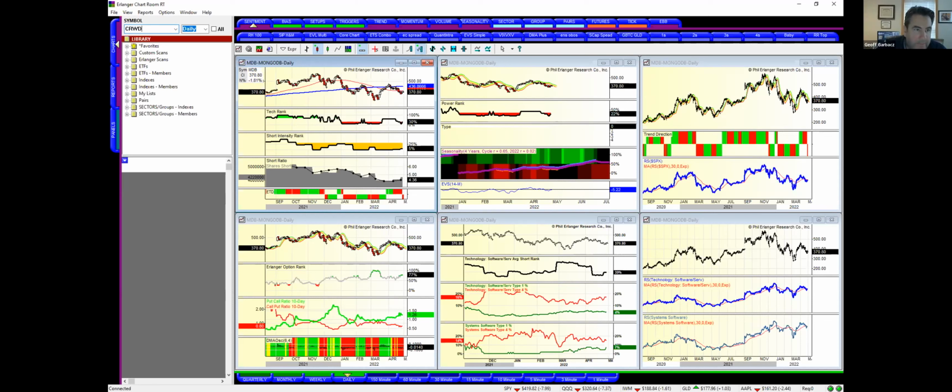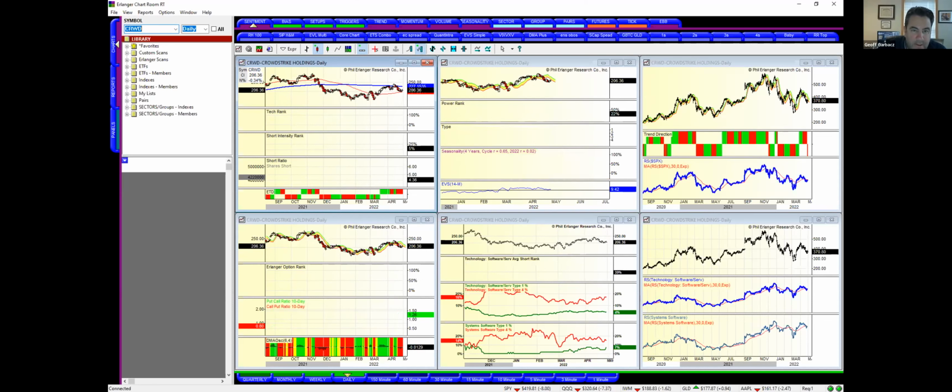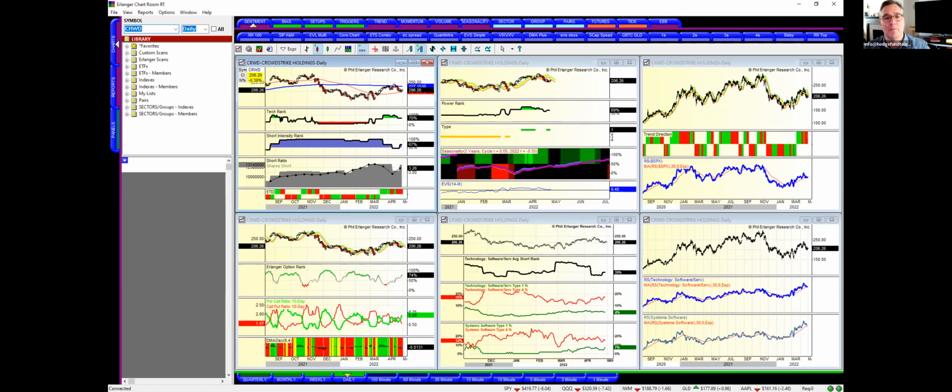You know the name I like best in the tech space is CrowdStrike. It's a decent chart, and it bottomed a couple months ago, and the shorts are just betting against it.